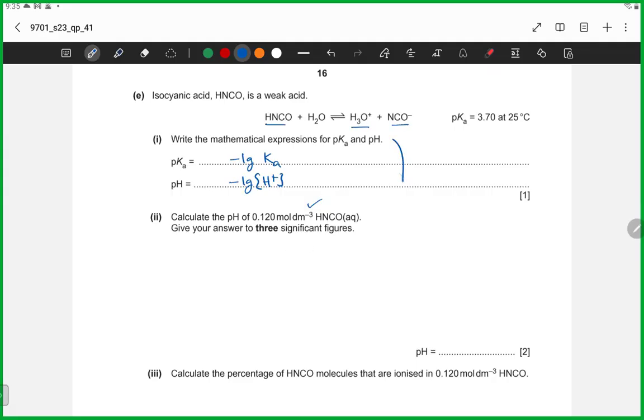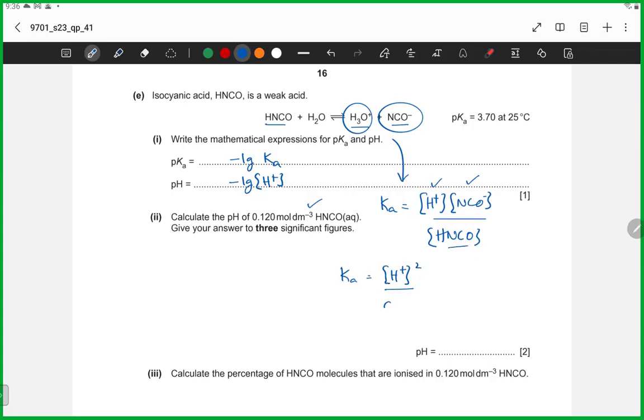So your K expression, or your equilibrium constant expression for this, is H plus 1 concentration into NCO minus 1 concentration divided by HNCO concentration. Or to simplify this, both of these ions will have the same concentration because they'll be producing an equal amount. So the easier expression is this one, that it's H plus 1 squared divided by the acid concentration.